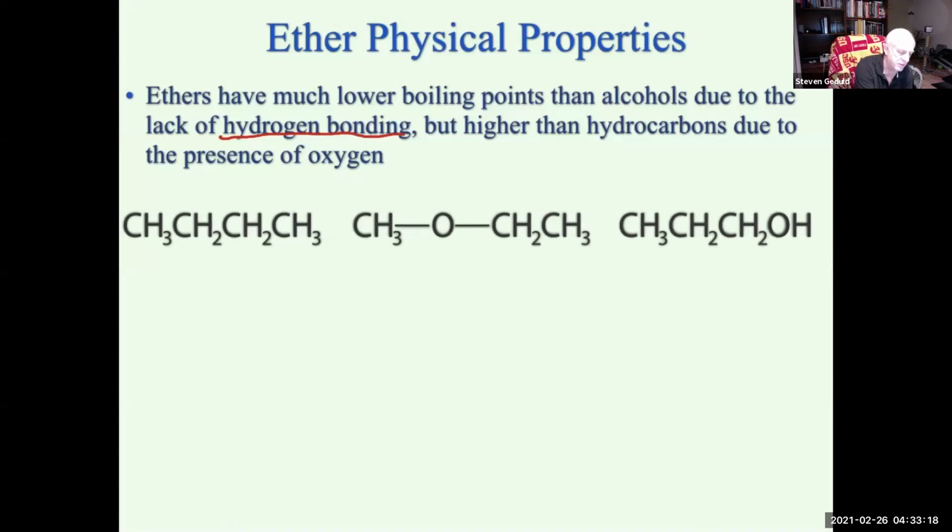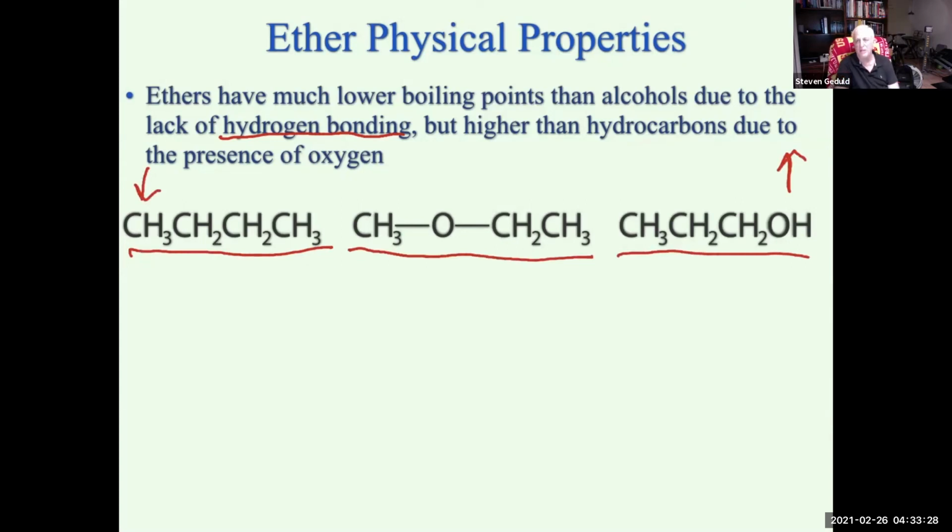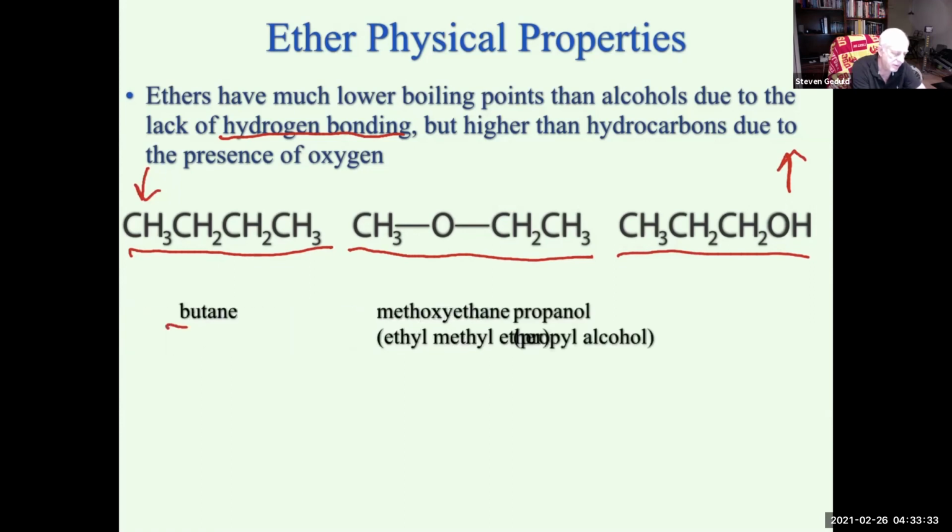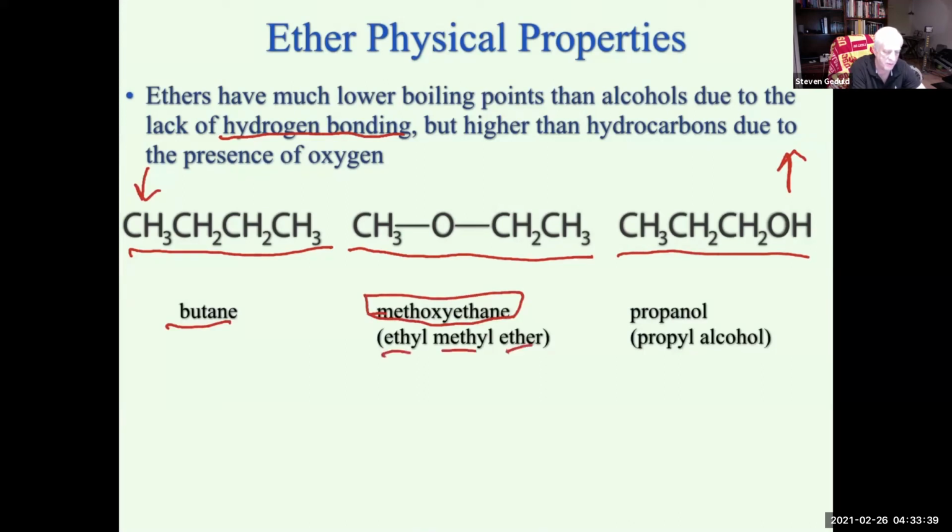So this is a hydrocarbon, this is our ether, and this is an alcohol. This is the lowest boiling point, and this is the highest, as we work across from side to side. So you have butane, you have methoxyethane, we'll talk about naming those in just a second, or ethyl methyl ether. That's how we do it. This is an ether with an ethyl group on one side and a methyl group on the other. And you have propanol, which is propyl alcohol.